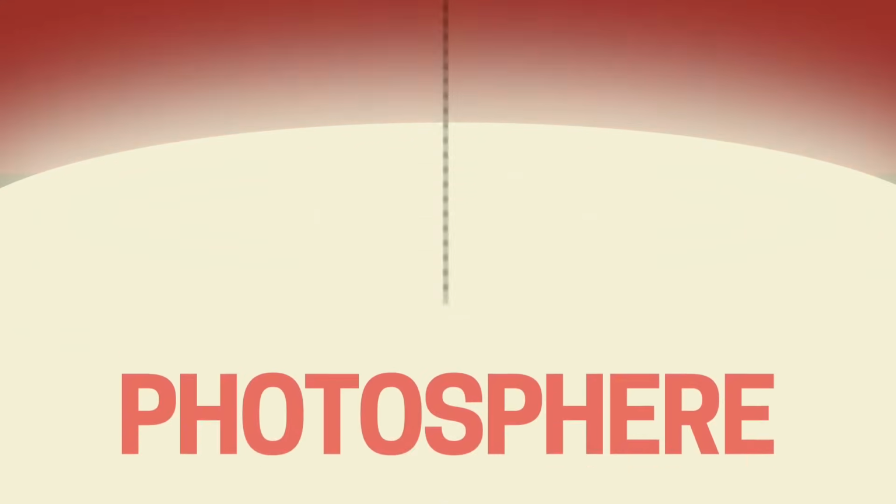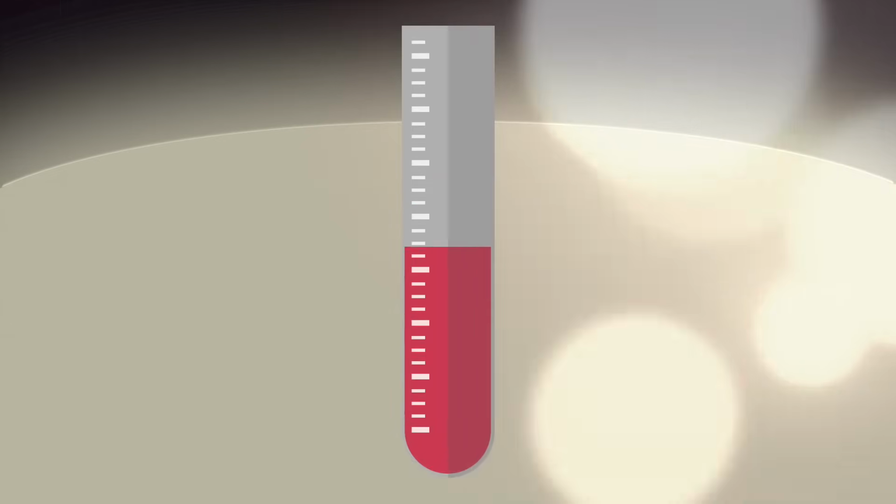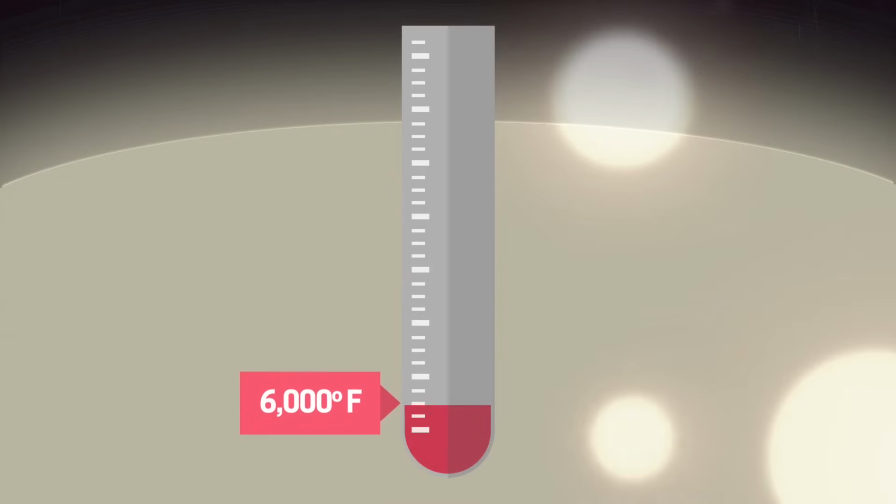Finally, we reach the photosphere, which is Greek for light sphere. This is the layer of the Sun that we're all most familiar with because it's where visible light first appears on the Sun. And now temperatures fall to a nice chilly 6 to 11,000 degrees Fahrenheit. The photosphere is also where we see sunspots, which are randomly appearing dark spots that are around 3,600 degrees cooler than the rest of the layer.